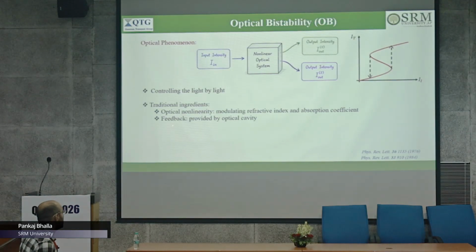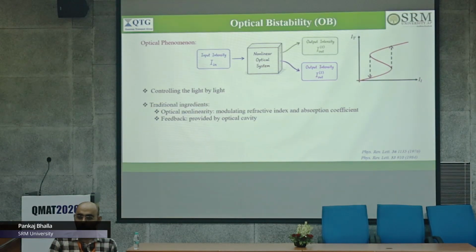There are traditional methods that people discussed in the very early days, 1976, 1984. People used optical non-linearity, where you modulate the refractive index or absorption coefficient. By increasing the intensity, your refractive index will change, and automatically you get the non-linearity within the system. You also get a feedback, because this does not depend only on your current intensity, it depends upon a feedback mechanism. So they used an optical cavity, where they send light and multiple reflections happen across the sample, and then they increase the transmission and get the two points.